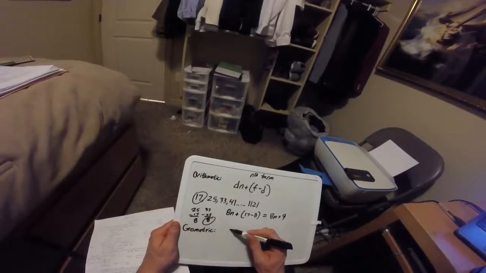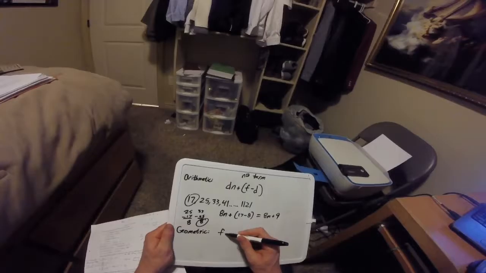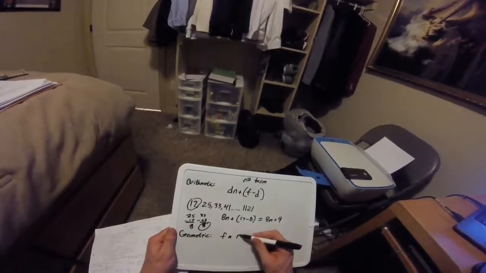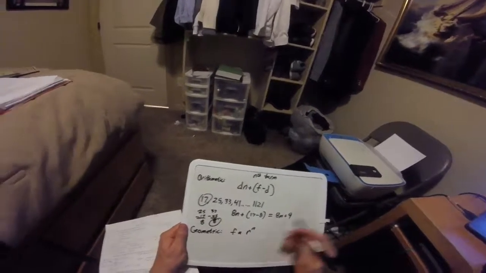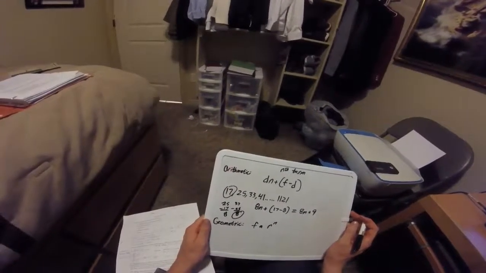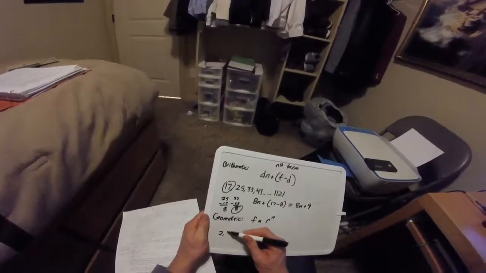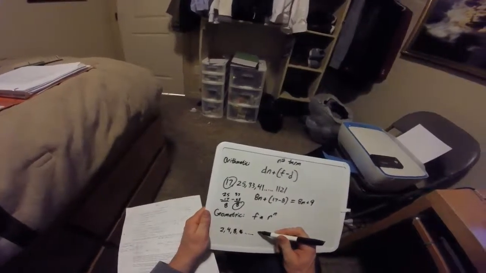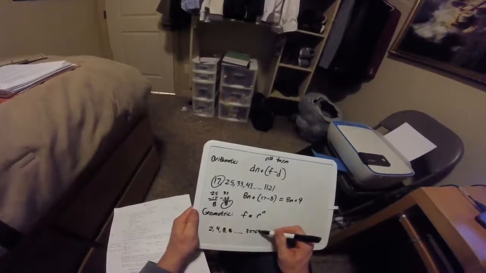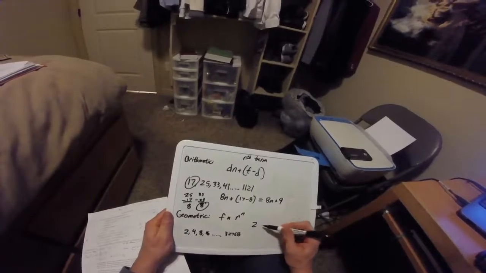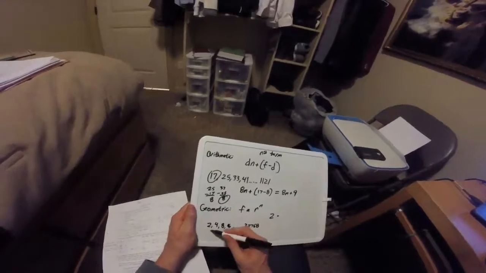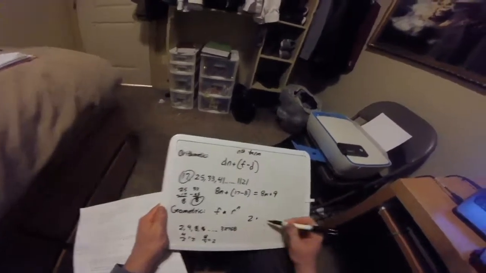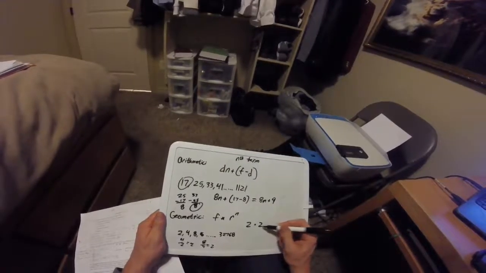For a geometric sequence, what we do is we take the first term and we're going to multiply it by the ratio. So for example, we have the sequence 2, 4, 8, 16, 32. So what we're going to do is we're going to multiply 2. Our ratio is 4 divided by 2, so we got 2. 8 divided by 4 also gives us 2, so our ratio is 2.